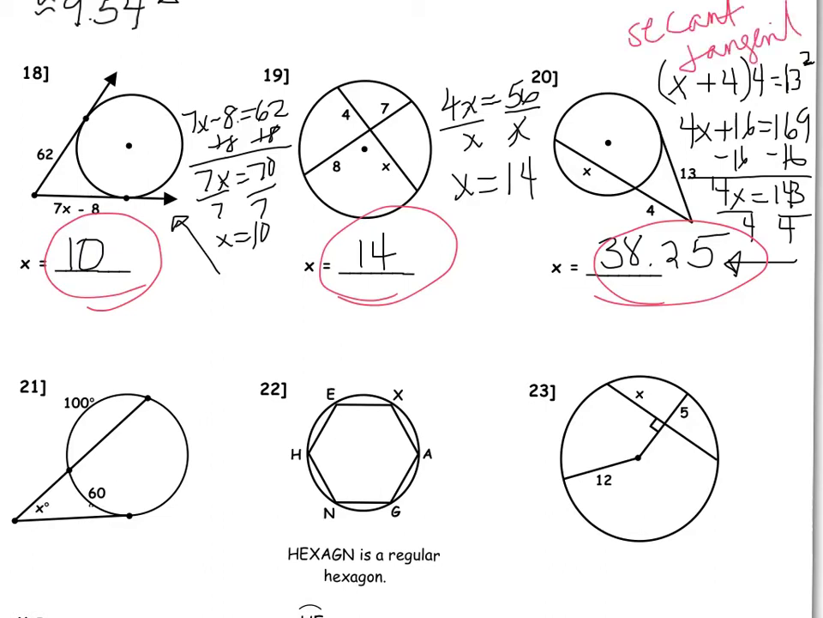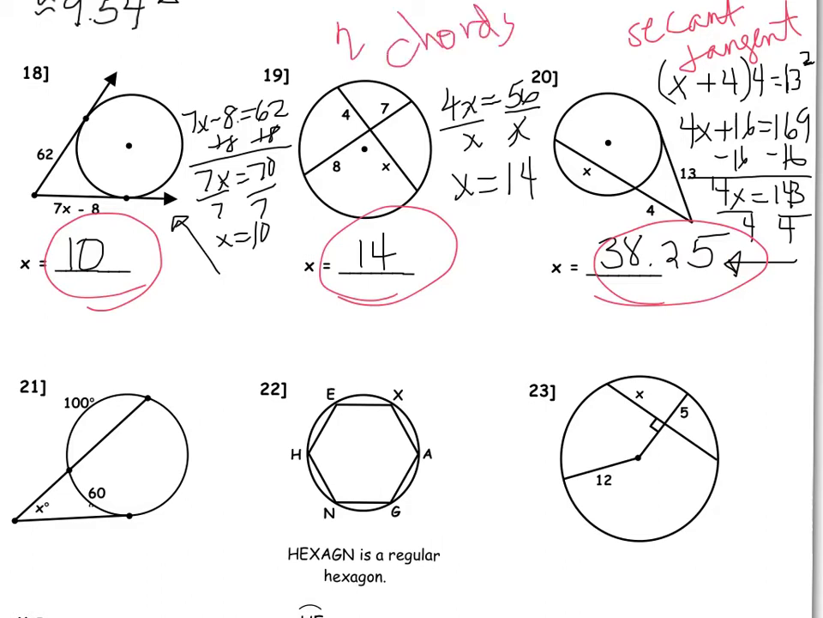So this only happens, again, when you have a secant and a tangent. Okay? And then, again, you're going to go ahead and do algebra here. You're going to say 4 times x gives you 4x. 4 times 4 gives you 16, and it equals 169. And you're going to solve for x, and you're going to get 38.25. So quickly, just want to go back here and say this was when we had 2 chords.